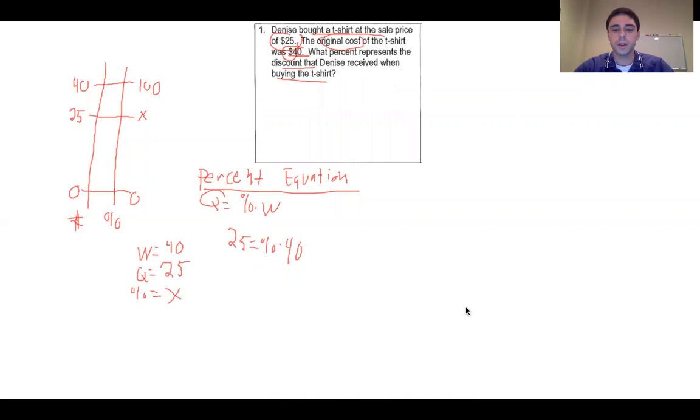How do we solve for percent? What do we need to do? A little more specific than that. What is my inverse operation going to be? Yep, I saw one person got it. Divide both sides by 40 to isolate the percent.